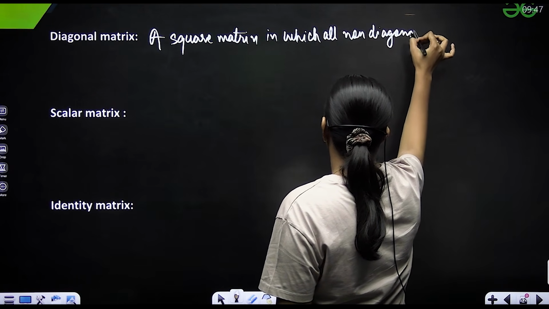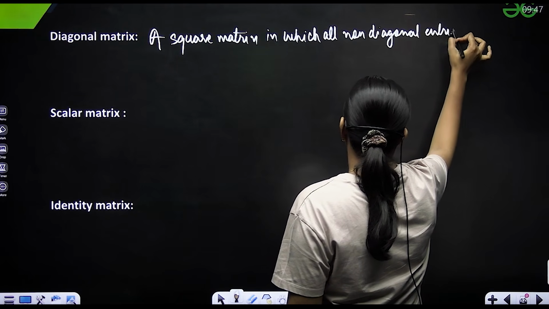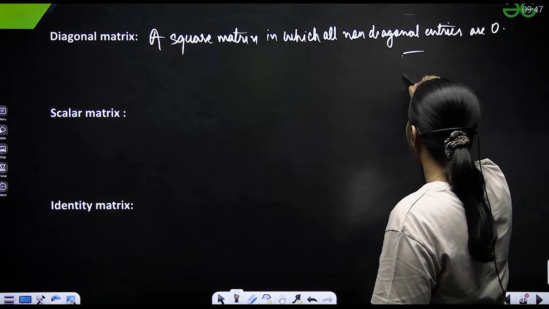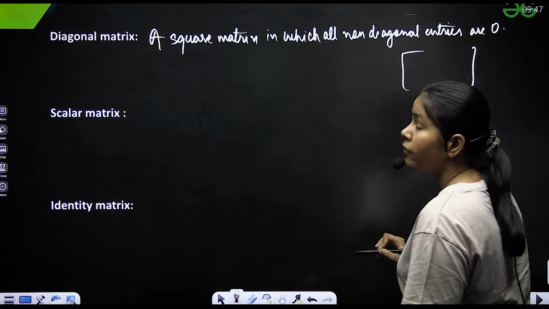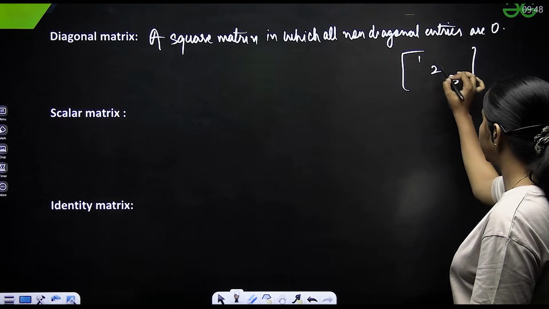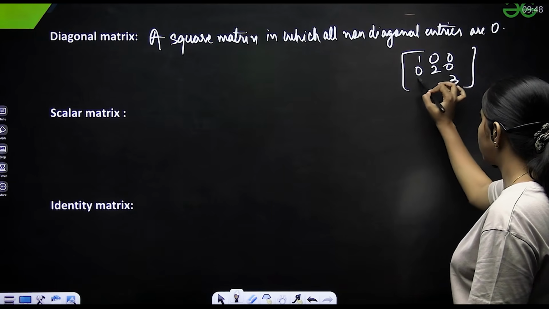Non-diagonal entries are 0. What is a diagonal of a matrix? So if I take a matrix, first of all, it should be a square matrix. Let's suppose this is a matrix: 1, 2, 3, 0, 0, 0, 0, 0.